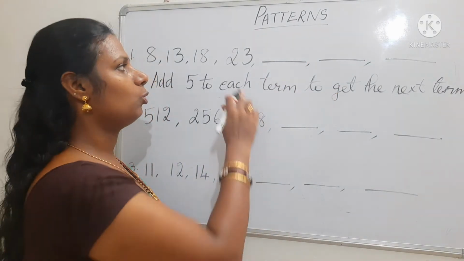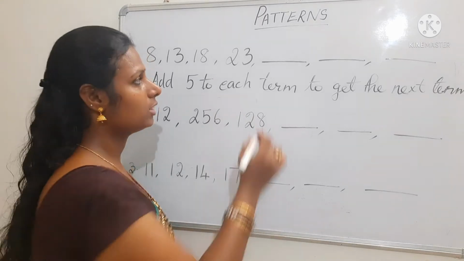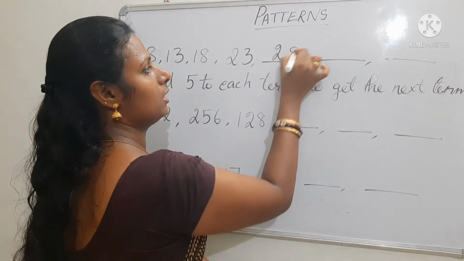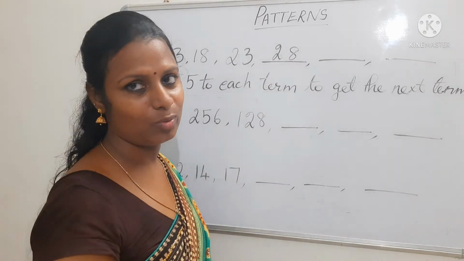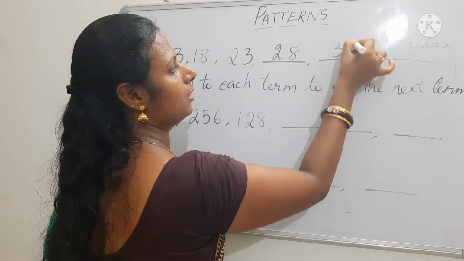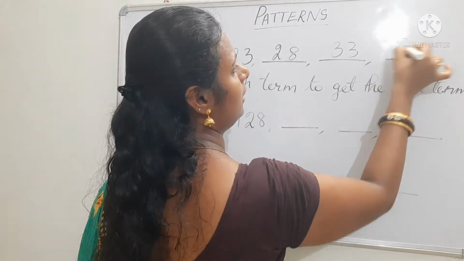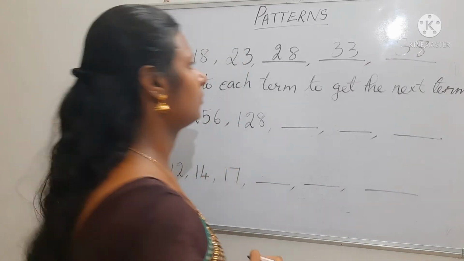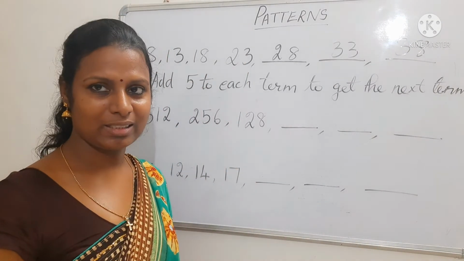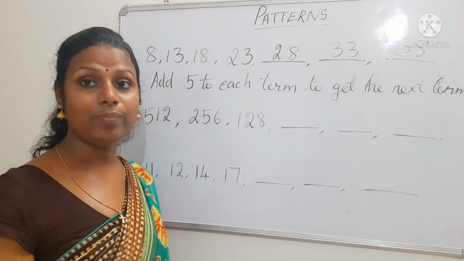Okay, so now 23 plus 5, what is that? 28. 28 plus 5, what is that? 33. 33 plus 5, what is that? 38. Have you got this? Understood? So let us go to the next one.